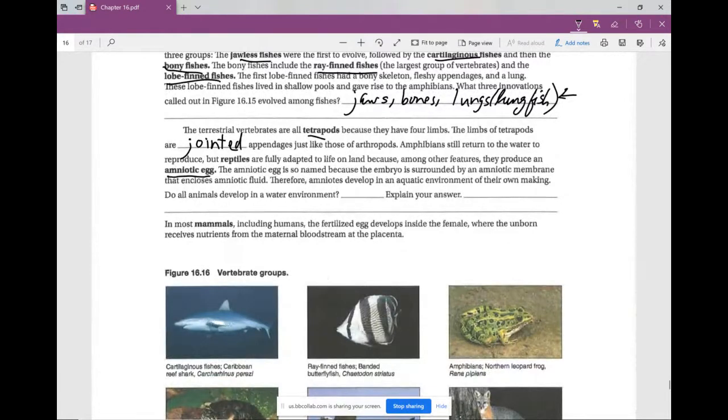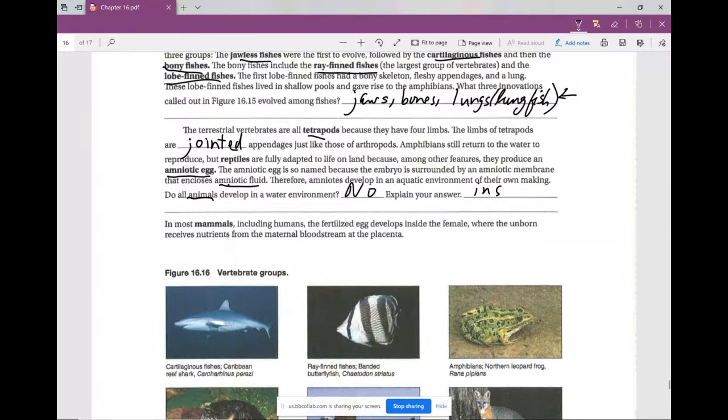The amniotic egg is so named because the embryo is surrounded by an amniotic membrane that encloses the amniotic fluid. Therefore, amniotes develop in an aquatic environment of their own making, correct? Do all animals develop in a water environment? No, of course not.